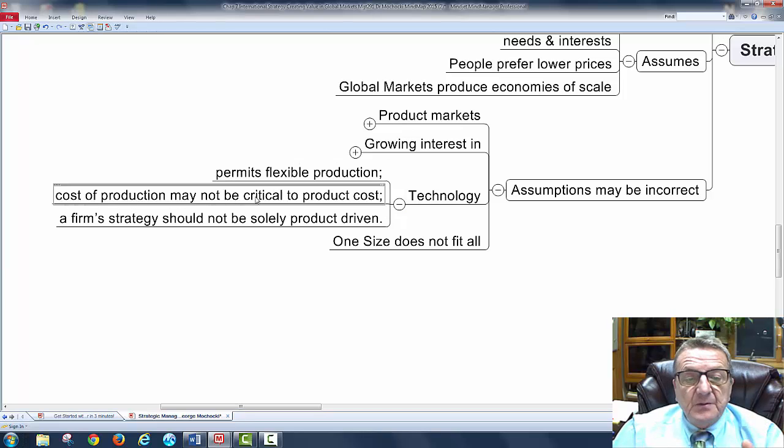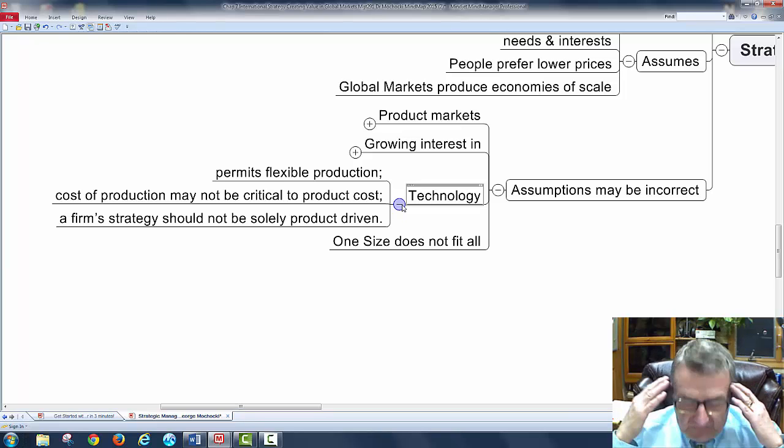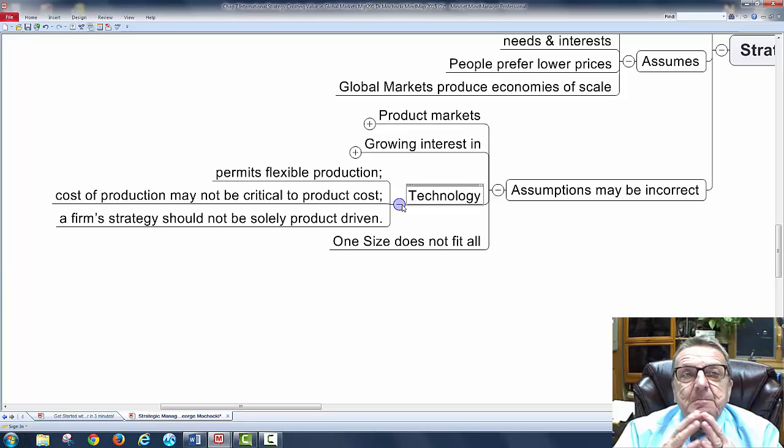Cost of production may not be critical to product cost. Firm strategy should not be solely product driven. Remember, not only product driven, you have to be able to do the other thing, the value and the perception. Remember, marketing, the whole thing is that I, as a consumer, have a perceived concept or idea of what I think your product is going to do. If it's quality, even though it could be the same quality as my competitor, through marketing I say we have better quality, we have stronger things.